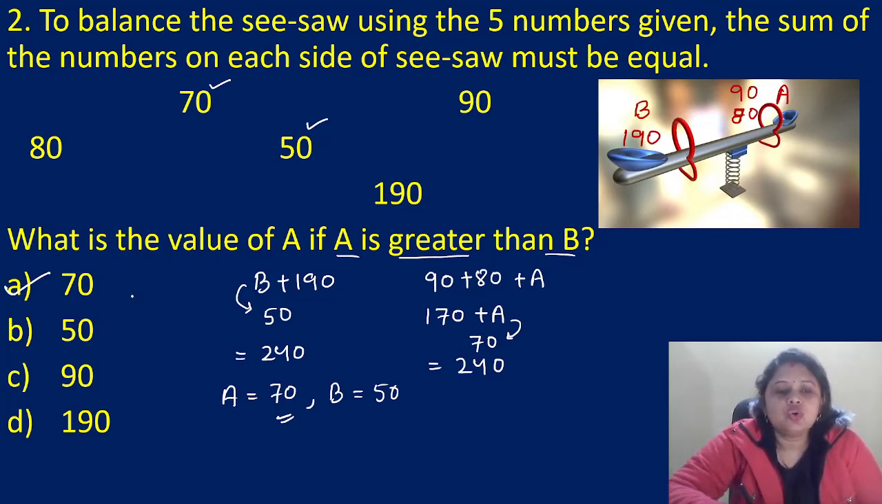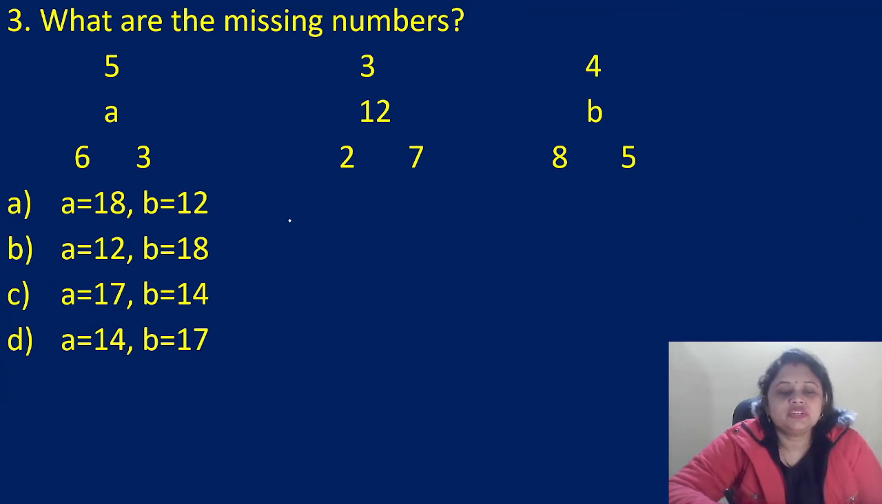Okay. So how was the question? Okay. Let's move to the next question. In the next question, it is written: what are the missing numbers? Okay. So what are the missing numbers? 5A63, then 3127, 4B85.